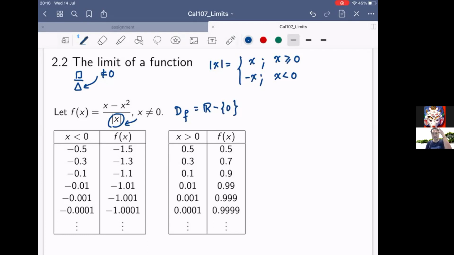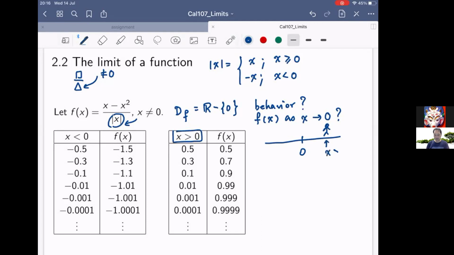However, we still would like to know what the behavior is. Can we find the behavior of the function f as your x goes close to 0? So on the number line, the 0 is right there. To go close to 0, you can go from the right, which is this picture, right? Here x is greater than 0, so it is on this table. You can start from, for example, 0.5, is that close?